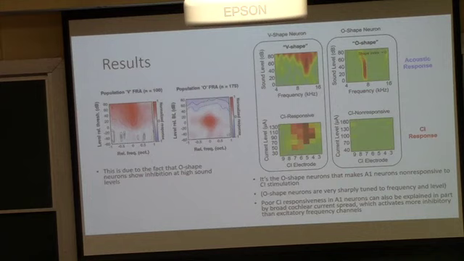That's what this image shows you, where the O-shaped neurons have much smaller tuning, finely tuned to specific frequencies, if that makes sense. That's also partially because the O-shaped neurons show inhibition at higher sound levels. So again, that's part of it being very finely tuned.